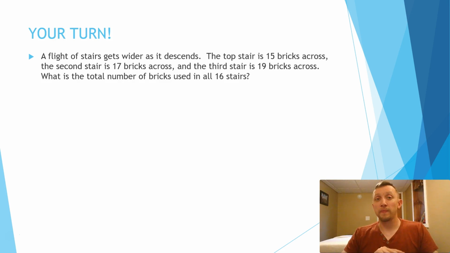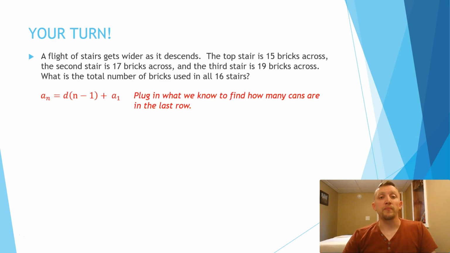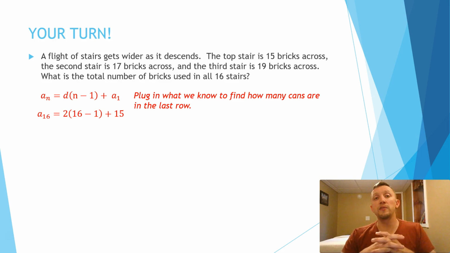All right. Did you get your answer? Let's see. First off, again, we're going to have to use the explicit formula. So we're going to plug in what we know. We know that there's 16 rows, so n would be 16. We know that we're increasing each row by 2 bricks, so 2 would be your value for your constant difference. And our first row had 15 bricks in it, so our a sub 1 would be 15.